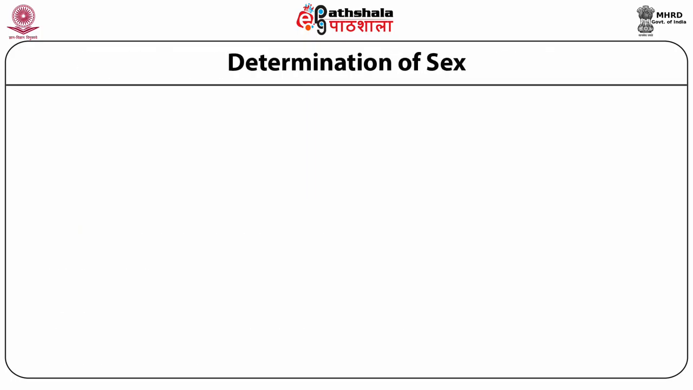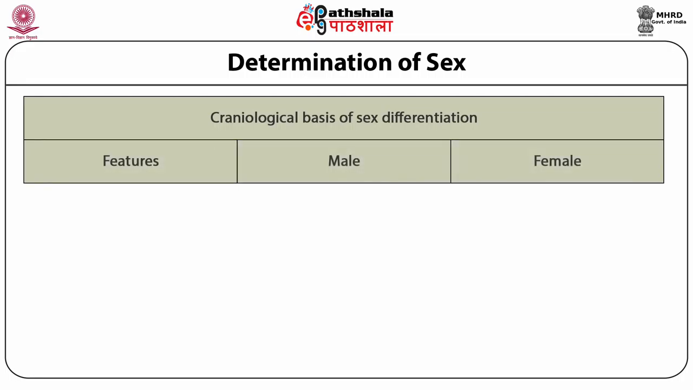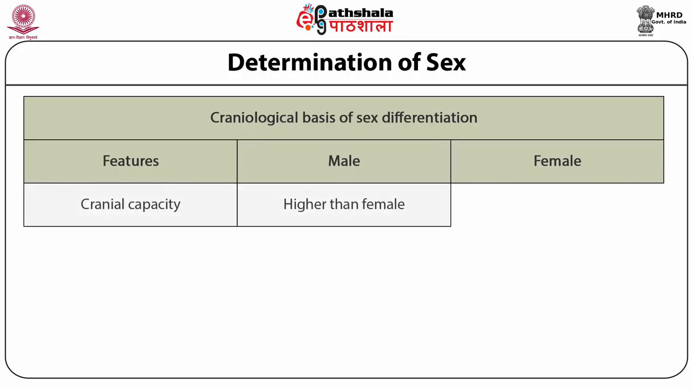Now we can see from this table the chronological basis of sex differences. On one side, the features have been shown, then we have the male and the female. First is the cranial capacity. Males always have higher cranial capacity than females, and the female is 150 to 200 cc less than males. Again, it varies from ethnic group to ethnic group.